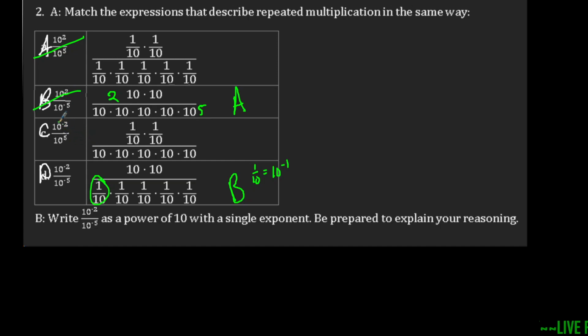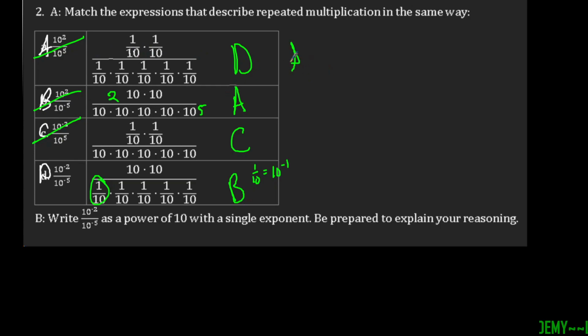And for choice C, we have 10 to the negative 2 divided by 10 to the 5th power. So we have 2 fractions in the numerator, and then we have 5 10s in the denominator. So that's going to be that third choice. And lastly, but certainly not leastly, we have 10 to the negative 2 power divided by 10 to the negative 5 power. So that's going to be D, which is this first option. Notice how I have 10 to the negative 2 and 10 to the negative 5 all split by that fraction bar in the middle.